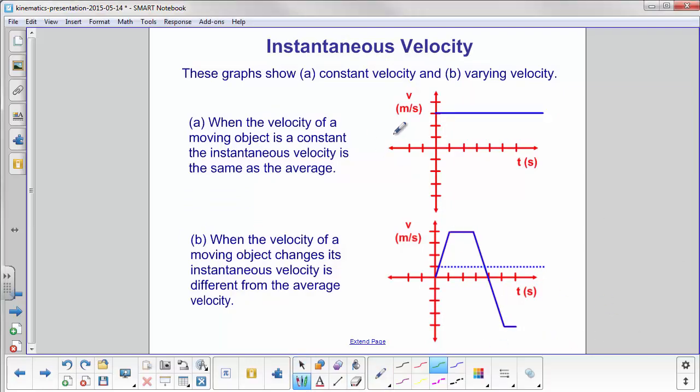Summarizing this activity, we had two graphs. This top one, graph A, showed a constant velocity object, and graph B showed an object that had varying velocity. So when the velocity of a moving object is constant, the instantaneous velocity is exactly the same as the average. Now, for the second graph, when the velocity was changing, its instantaneous velocity is different from the average velocity. There are times when it may be exactly the same, but it doesn't have to be. In this case, it always is. The instantaneous equals the average velocity. In this case, that is not always the case.